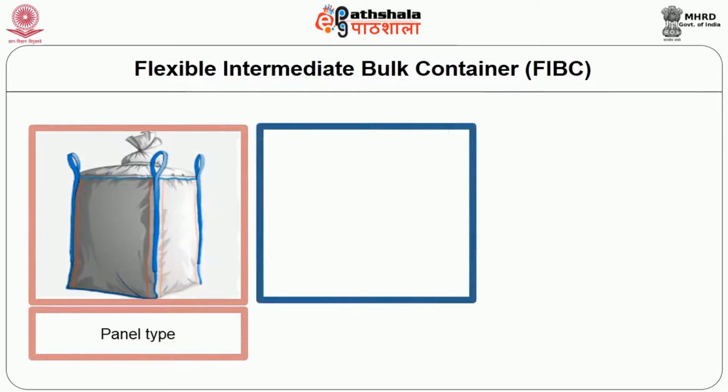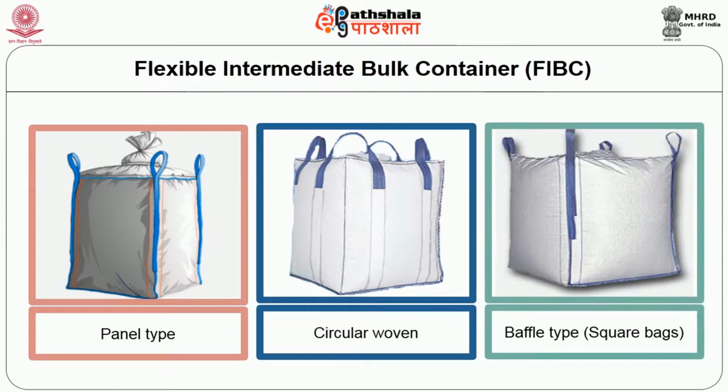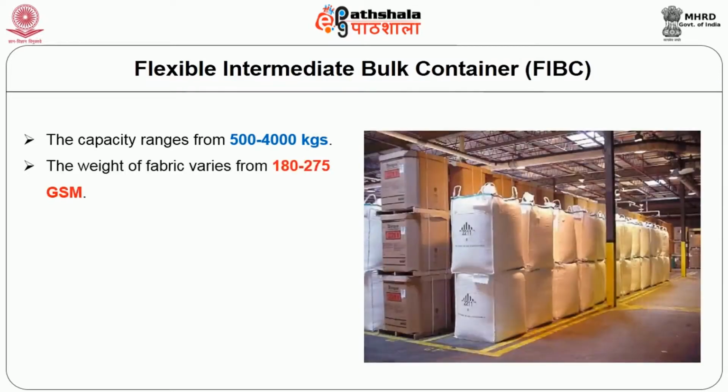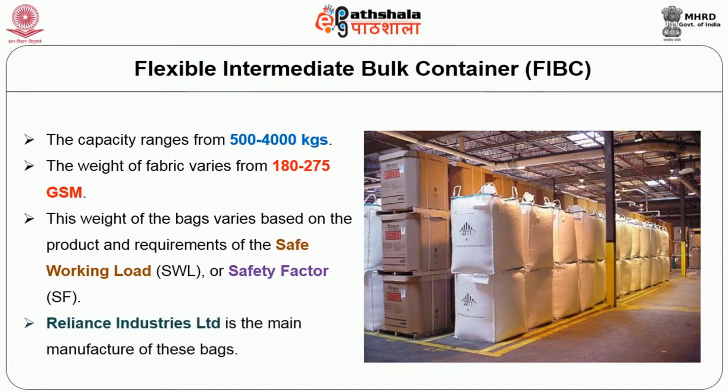Panel type, circular oven and BAFTA type square bags are three types of FIBC bags. The capacity ranges from 500 to 4000 kg. The weight of the fabric varies from 180 to 275 GSM. The weight of these bags varies based upon the product and the requirement of safe working load and safety factors. Reliance Industry is the main manufacturer of these bags.